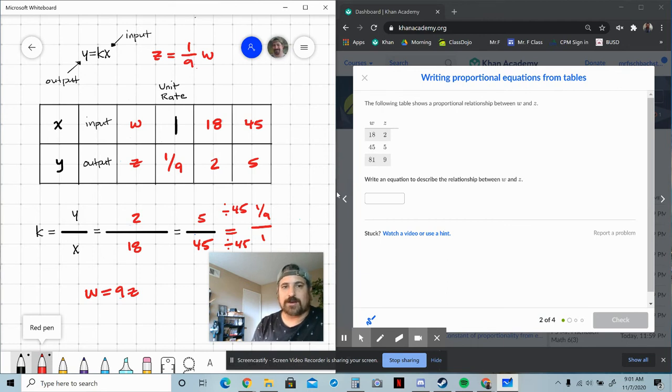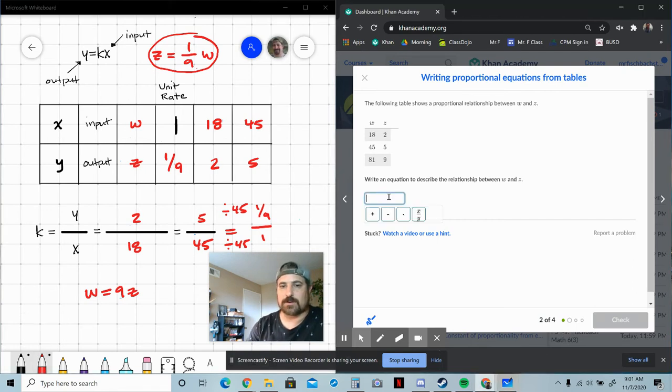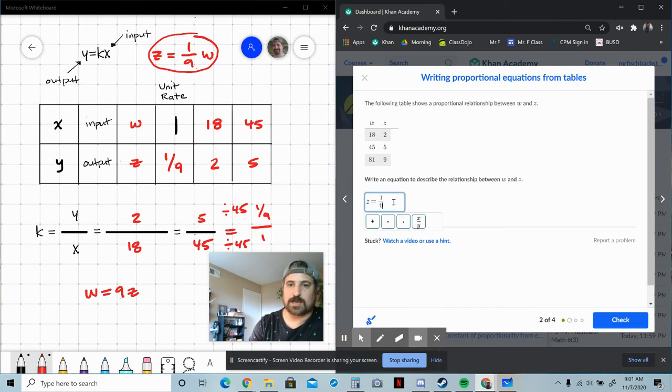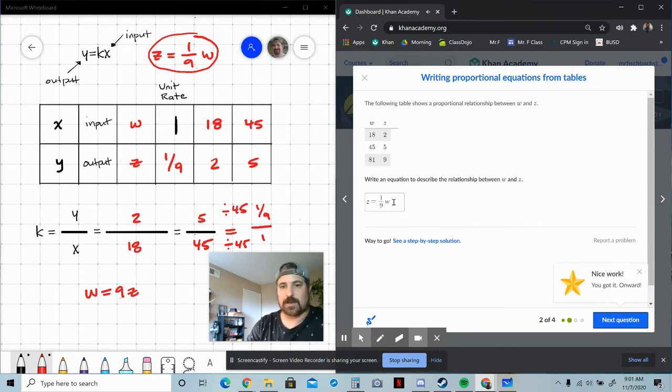I'm going to use this one because this is what I originally started with, right? This is the relationship I chose where W was my input and Z was my output. So that's what I'm going to put. So Z is equal to 1/9 times W. And that's going to be right. Like I said, you could also have written W equals 9Z, and it would be correct as well, as long as you're being consistent.